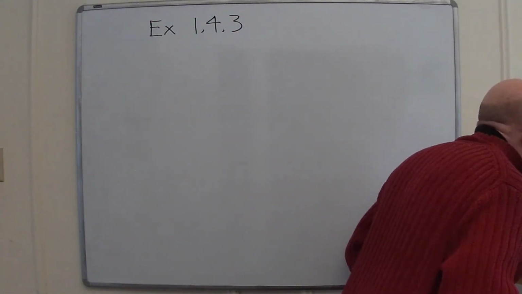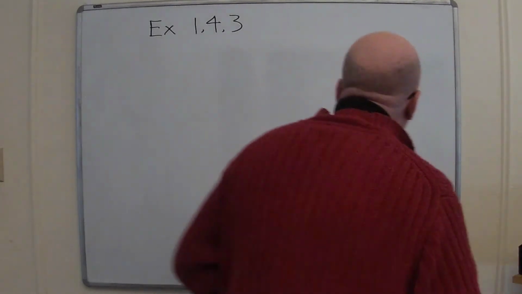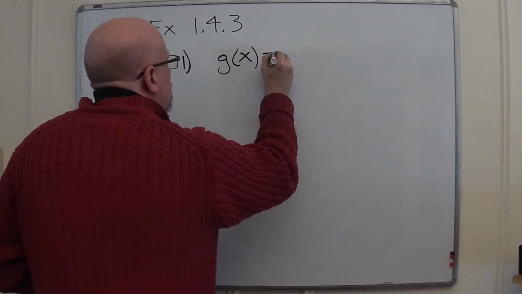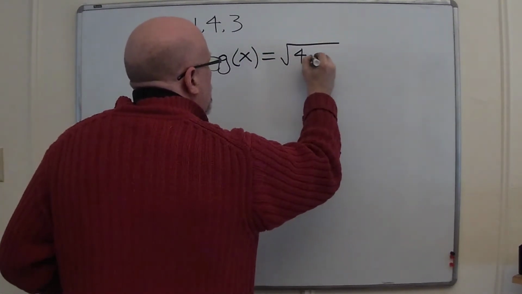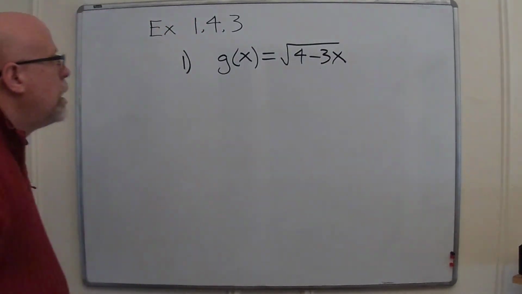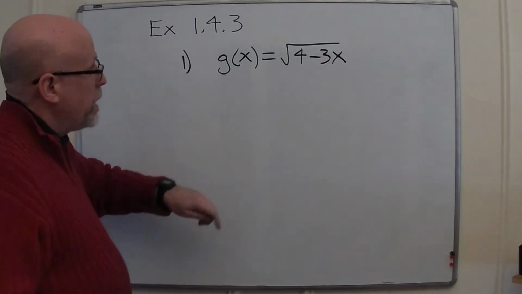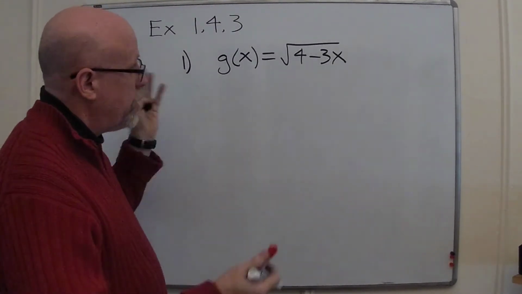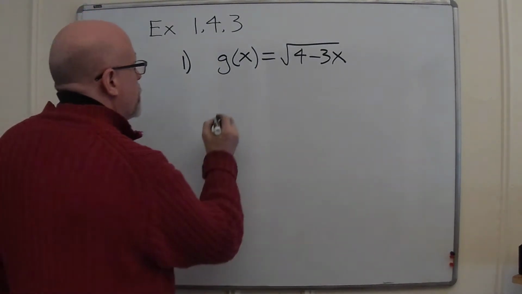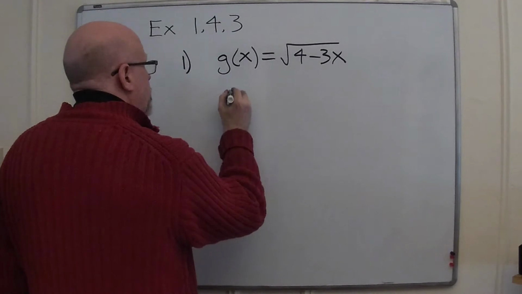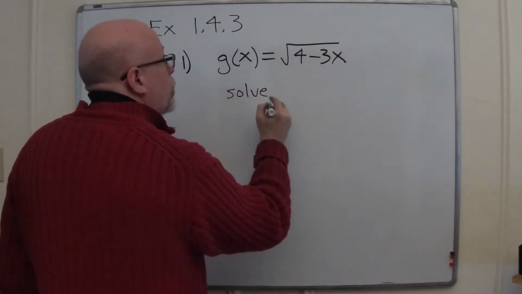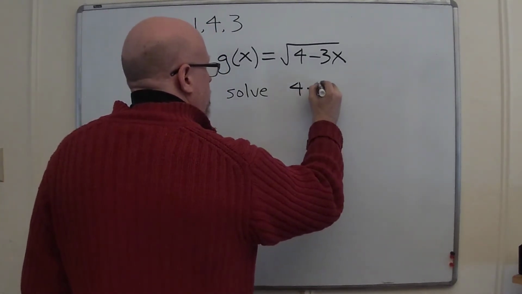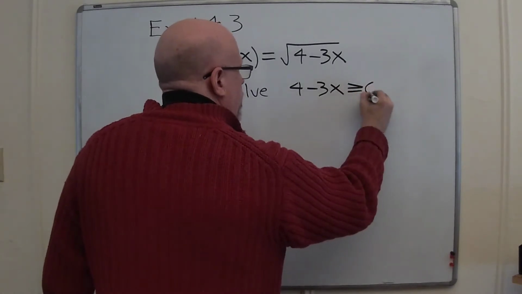So the first one is g of x equals the square root of 4 minus 3x. This doesn't have any division, so we're not going to get in trouble with that, but it does have a square root. So if 4 minus 3x is negative, this will be broken. So to figure out the domain, we need to solve for when 4 minus 3x is not negative. In other words, when is 4 minus 3x greater than or equal to 0?